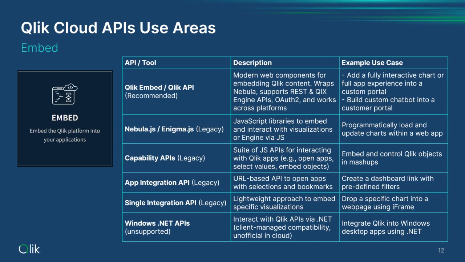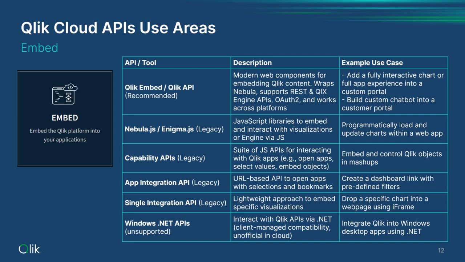Before Qlik Embed, we were recommending Nebula or Enigma for more advanced or custom solutions. They allowed full control and integration, but involved a lot of coding. Now, these are considered legacy by Qlik. Other options like the capability and single integration APIs are still available in Qlik Cloud, but are also considered legacy. They shouldn't be recommended. They don't work with modern OAuth2 patterns.